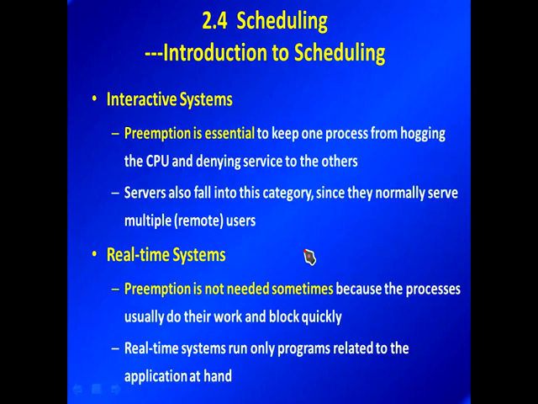And for interactive systems, we usually adopt preemptive algorithms, because interactive systems need a lot of interaction between the computer and the users. If the user types a command or presses some icon, it needs to get a response, not immediately, but in a very short time.